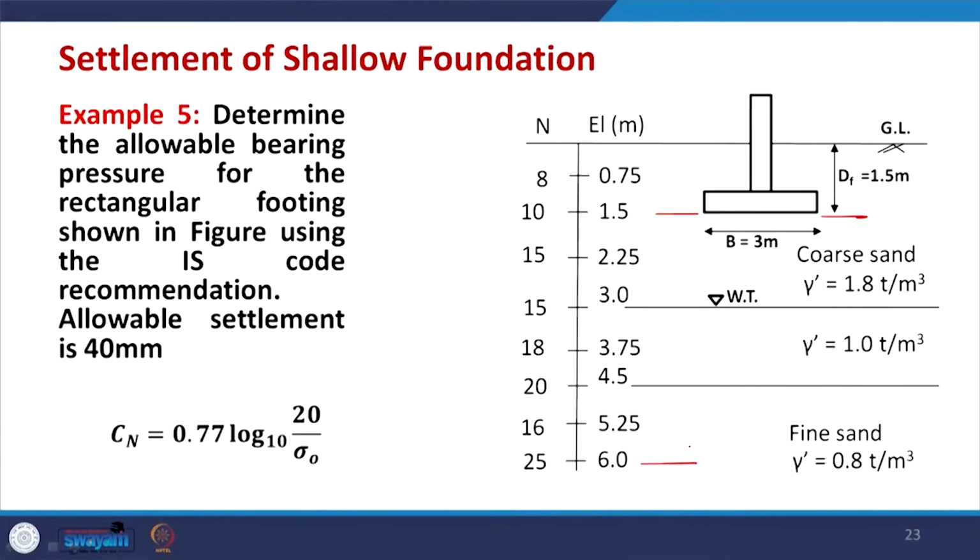So, if you have the available data, go up to 2B; if data are not available, at least you need to go 1.5 times of B. So, here B is equal to 3 meter and 1.5 times is equal to 4.5 meter. Data are available below this 1.5 meter, and this data is up to 6 meter, that means this depth is 4.5 meter. Below the base of the footing you have data up to 4.5 meter. So, this is enough data available.